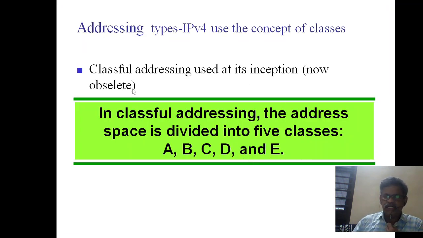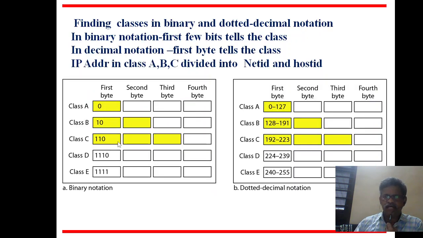Initially there was classful addressing, with A, B, C, D, E classes. 5 classes were there. In class A, the first bit was 0. In class B, the first 2 bits were 10. In class C, the first 3 bits were like this. And class D and E. So by looking at these first few bits, you can find which class the address belongs to.